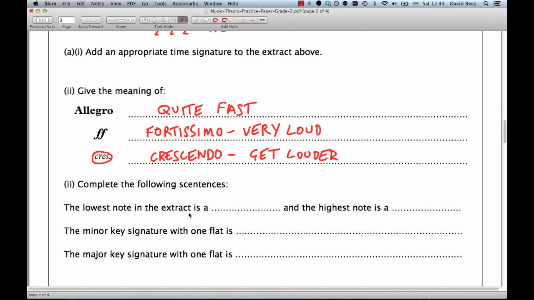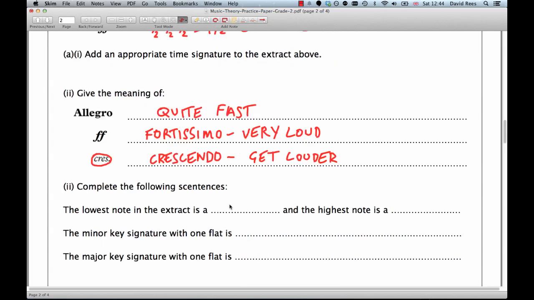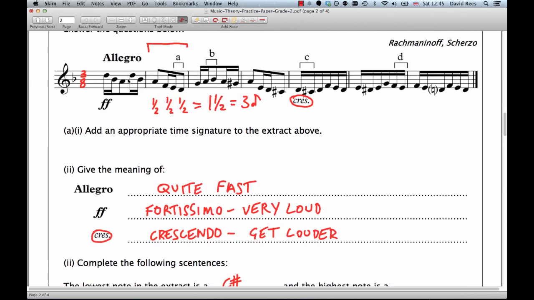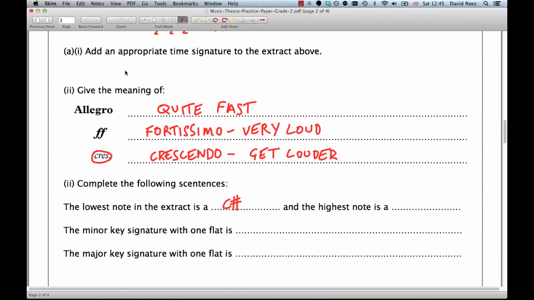The next question says, complete the following sentences. The lowest note in the extract is a blank, and the highest note is a blank. Fair enough. So we've got to go and look at what is the lowest and the highest note and work out what they are called. This is definitely looking like a contender for the lowest note. I don't see a lower note. I'm going to say the lowest note in the extract is a C sharp, and the highest note is, well, there's a D that's quite high here at the beginning of the piece, and I don't see a note that's higher than that, so I'm going to say the highest note is a D.